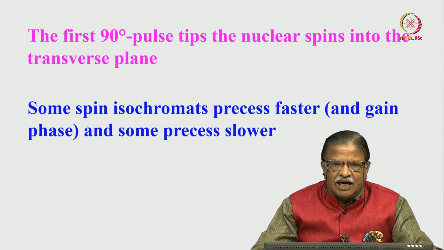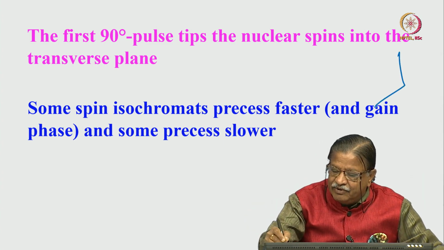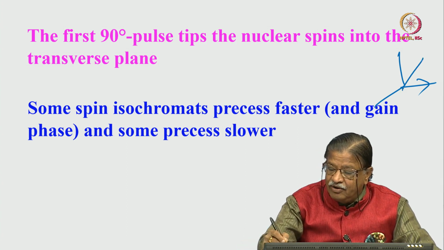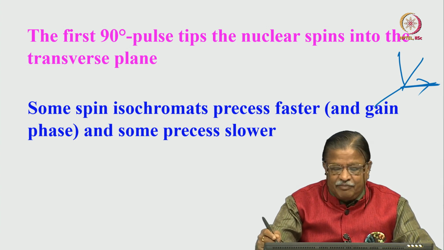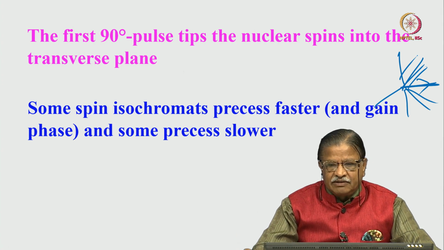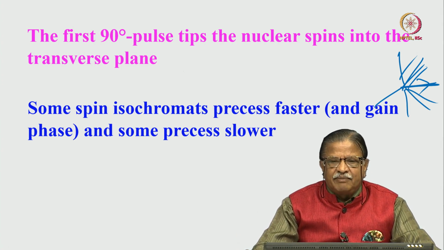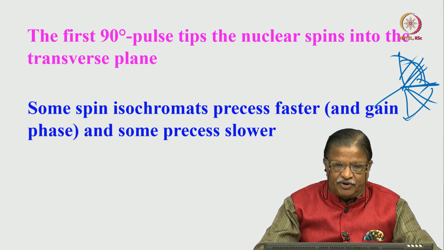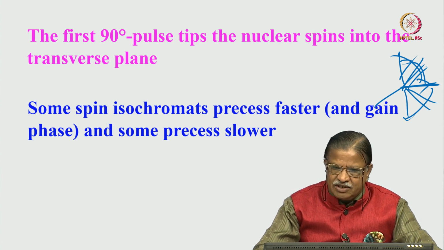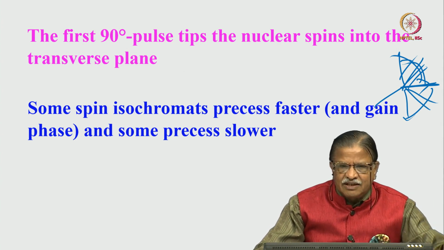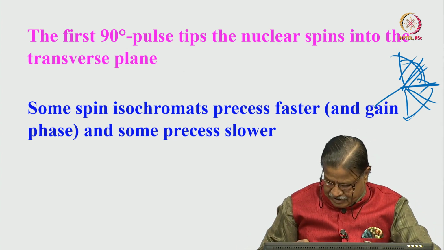And spin isochromats start moving faster and slower because they are dephasing. Let us say from the x-axis, this is my on resonance. Those which are on resonance, nothing will happen. Those which are here and here, with different chemical shift offsets, will start precessing. Some will go like this, some will go like this. This is called fast moving and slow moving components. Some of the spin isochromats move faster and some move slower. Those who move faster gain phase faster. Those who move slower gain phase slower.